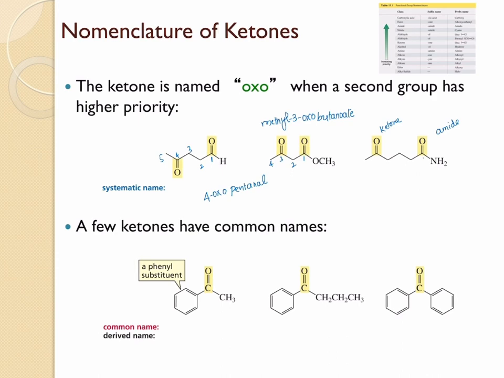So this carbon would be number 1, 2, 3, 4, 5, 6. There are 6 carbons, and this is an amide, and therefore this would be hexanamide. And on hexanamide is a ketone, and this is at the 5th position, and the ketone should be represented as an oxo, as a prefix.